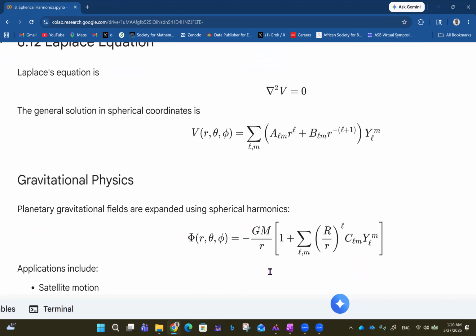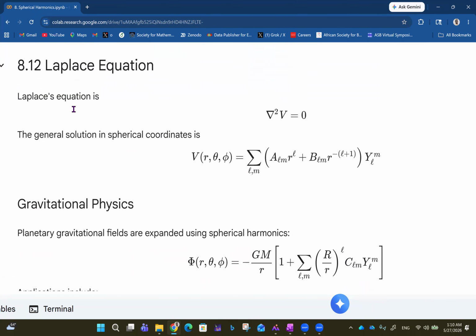We then have the Laplace equation in this case. The Laplace equation is del squared of V equals 0. And then the general solution in spherical coordinates is V of r, theta, phi, which is the summation over l, m of A_lm r raised to l plus B_lm r raised to minus (l plus 1), multiplied by Y_lm, like that.